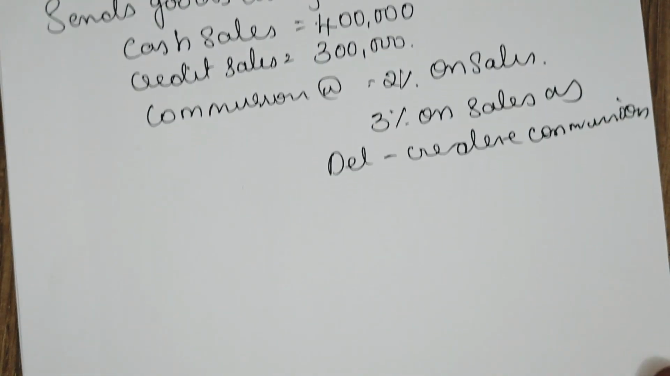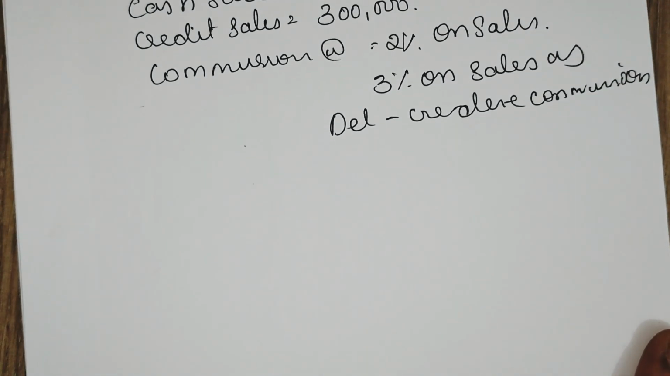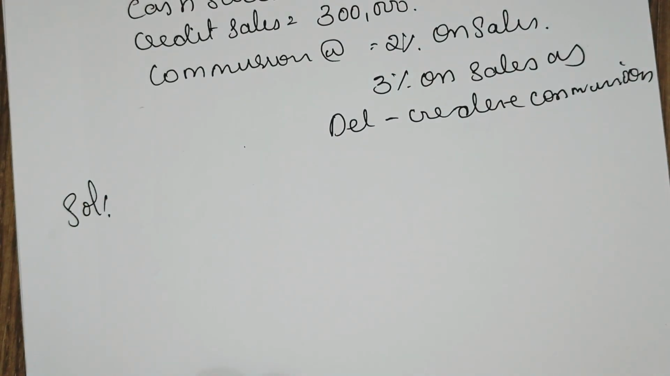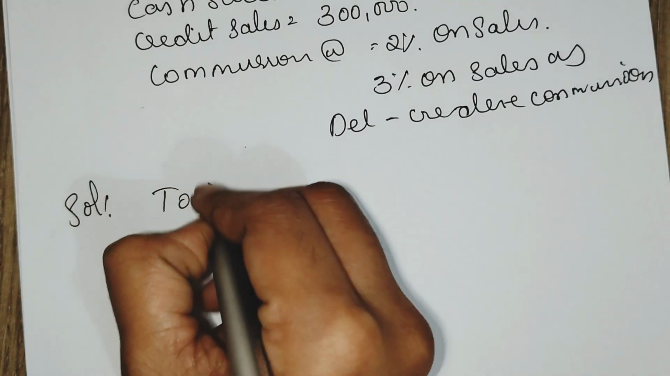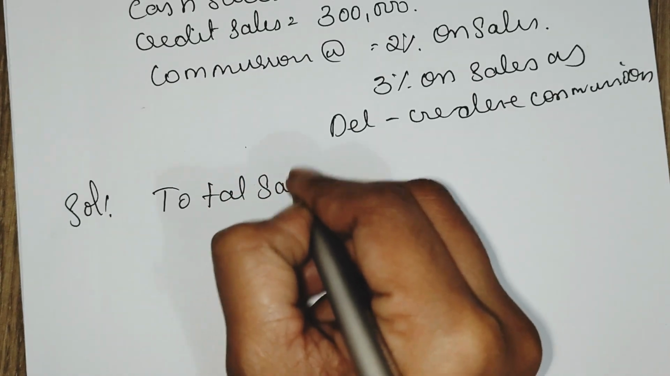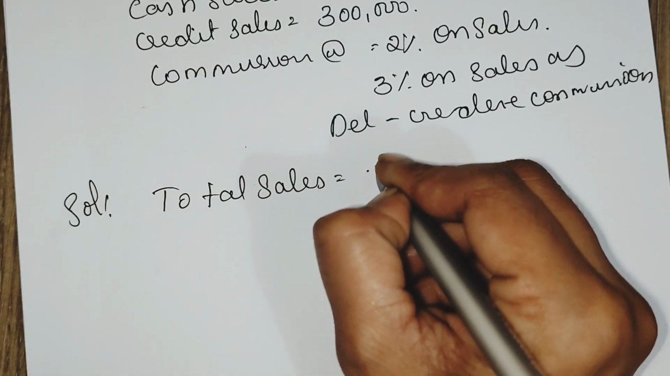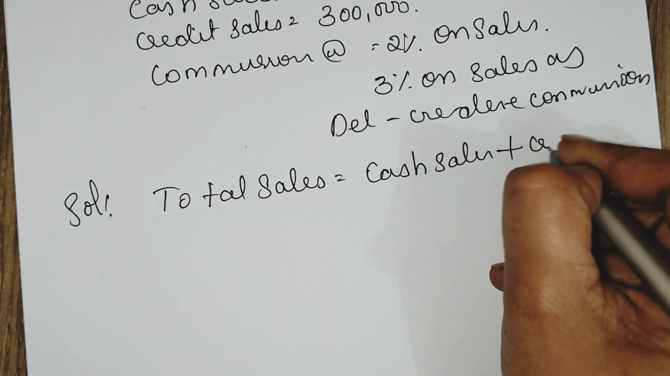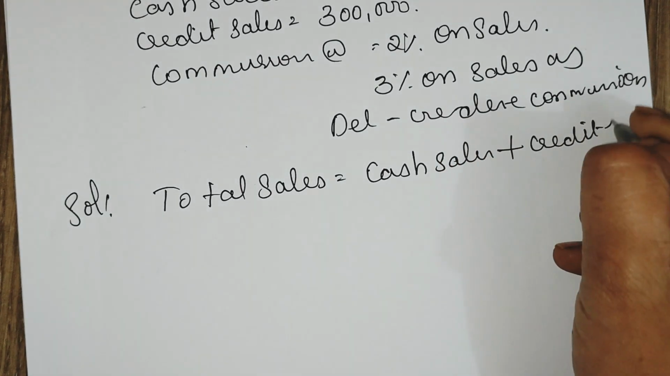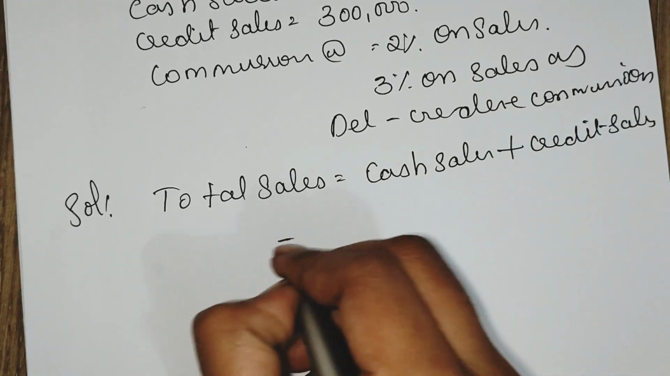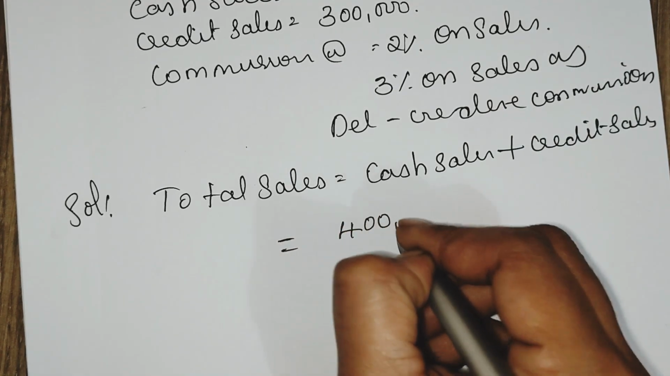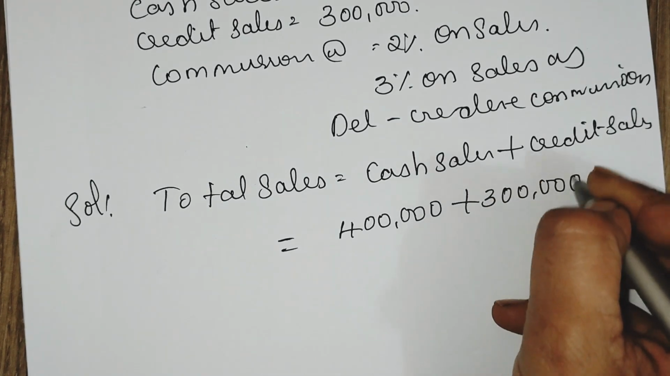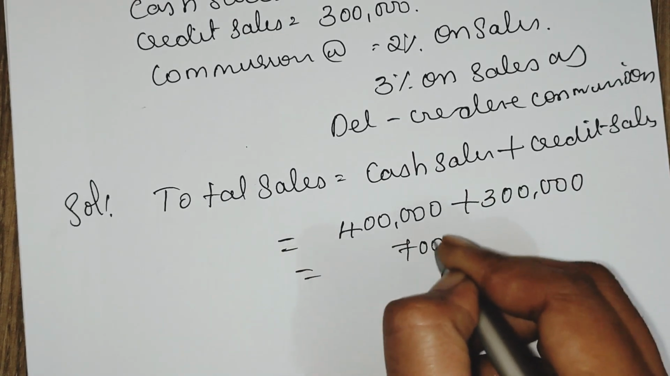Now first let us find out the total sales, because on total sales only we are calculating. What is total sales? Total sales is equal to cash sale plus credit sale. Cash sale is 4 lakh, credit sale is 3 lakh. Total sales is 7 lakh.